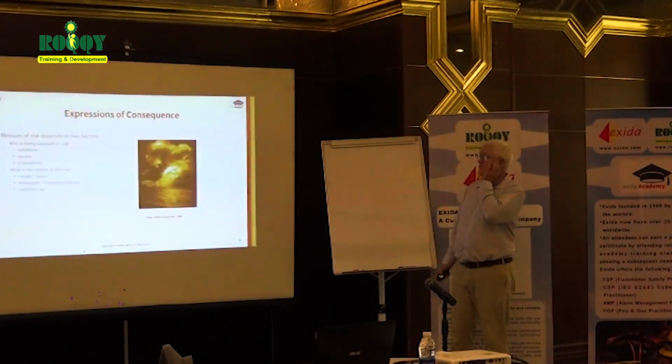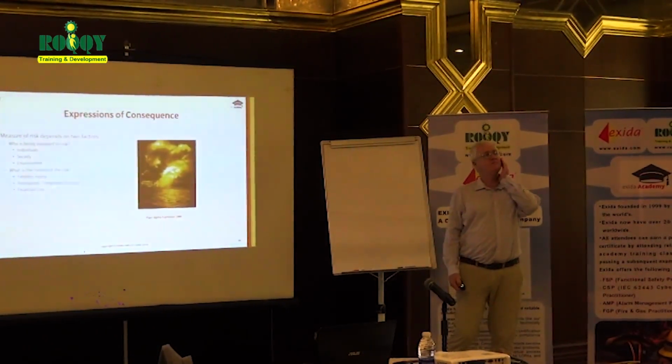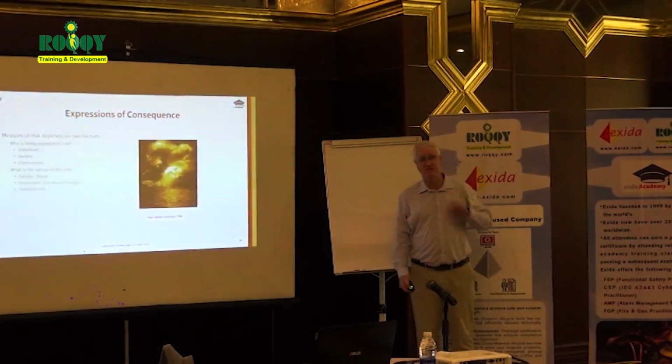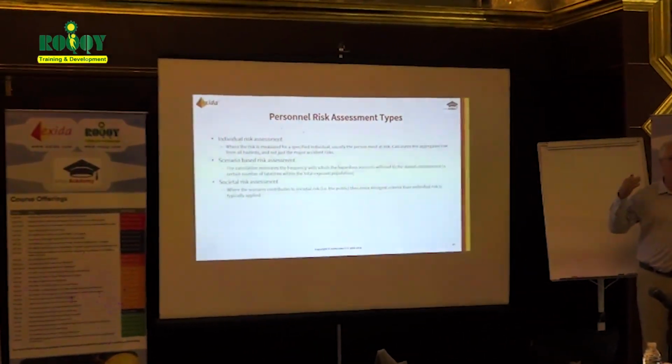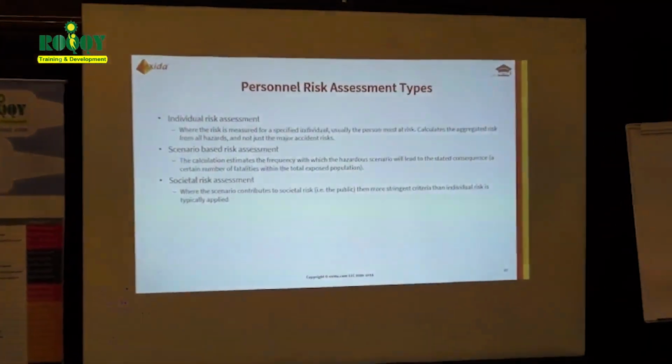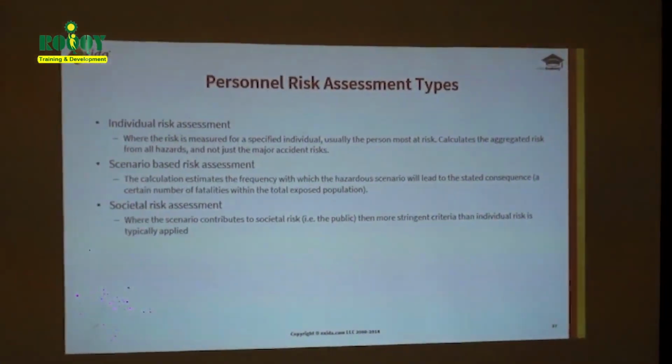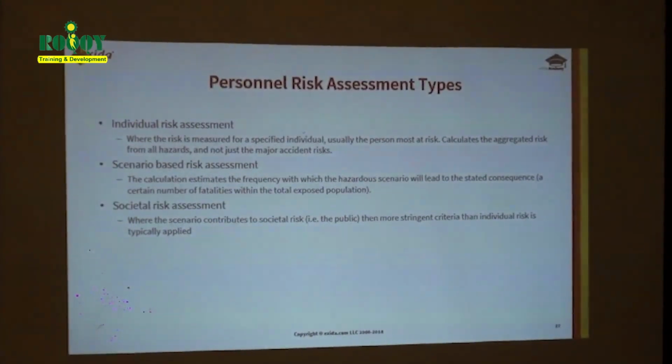Okay, so we want to assess our risk. We want to look at the nature of the risk, and there are several ways of doing it. For personnel, there's three ways. Individual risk assessment. You consider one person, and you consider all the hazards that he's been exposed to on the plant.